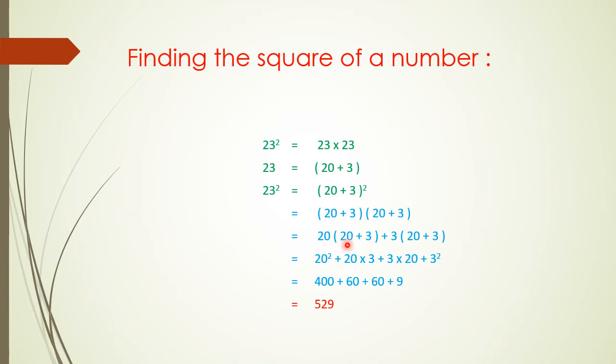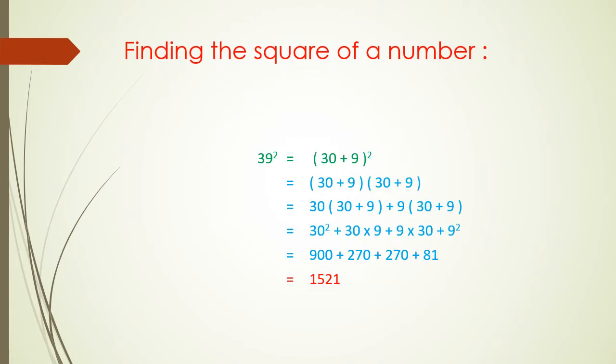Now, children, 20 into 20 is 20 square, 20 into 3 we are writing here, plus 3 into 20, plus 3 into 3, that is 3 square. So we have to find the answer of these numbers. It is easy. 20 square you know, children, you already studied: 400. 20 into 3 is 60, and 3 into 20 is also 60, and 3 square is 9. So adding this we get 529, and this is a different method to get the square of a number. Okay, I think you understood how to get the square of a number in this method. Okay children.